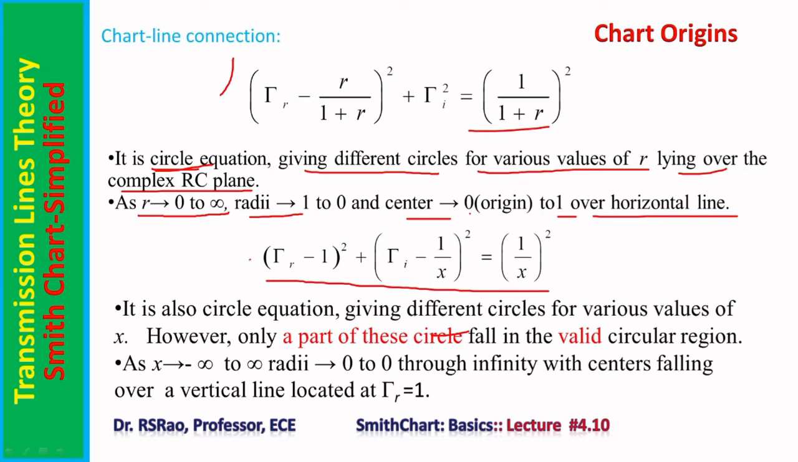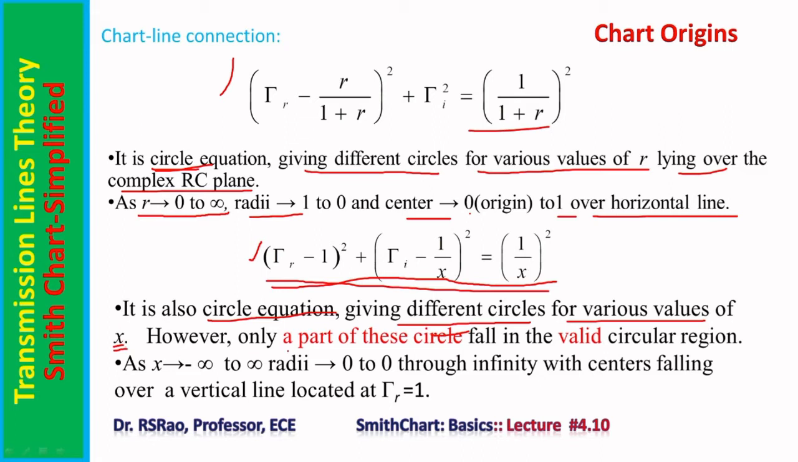Next, we consider the second relation. The second relation also gives rise to a circle equation, giving different circles for various values of X. What is X? It is the normalized line reactance. Reactance can assume positive values as well as negative values. So its range is from minus infinity to plus infinity. This aspect we have to keep in mind.